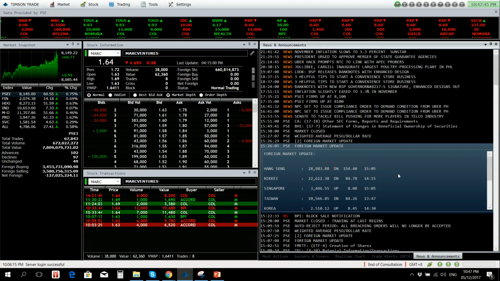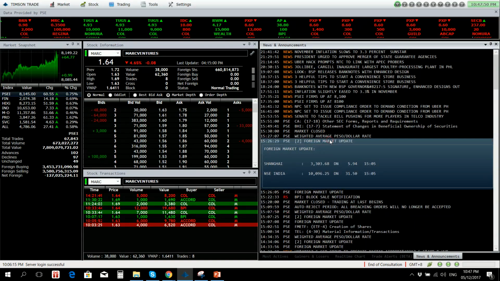Foreign market update, we have mixed. Hang Seng, Nikkei, and Taiwan are down. Singapore and Korea are up. Shanghai and India are down as well.